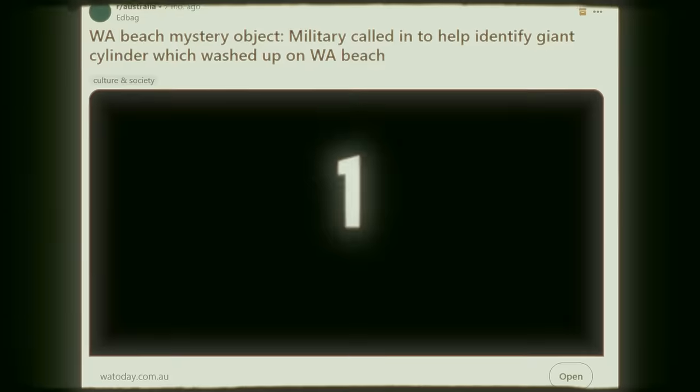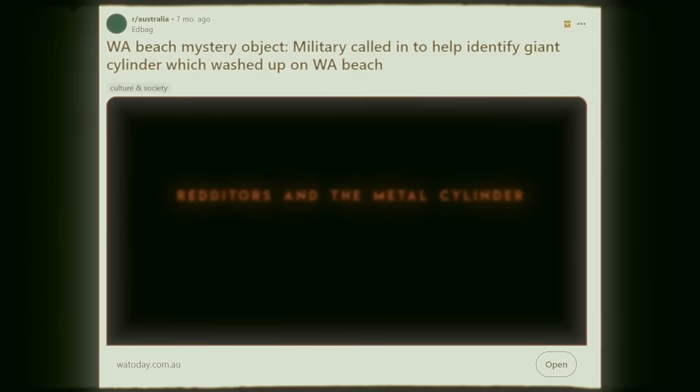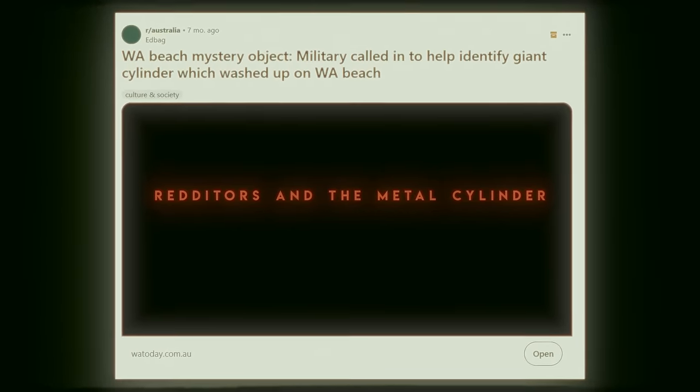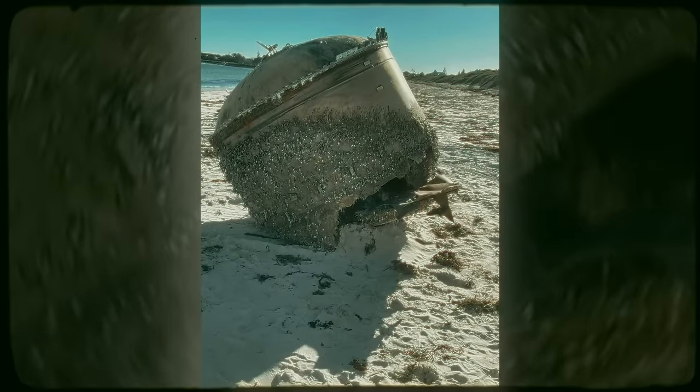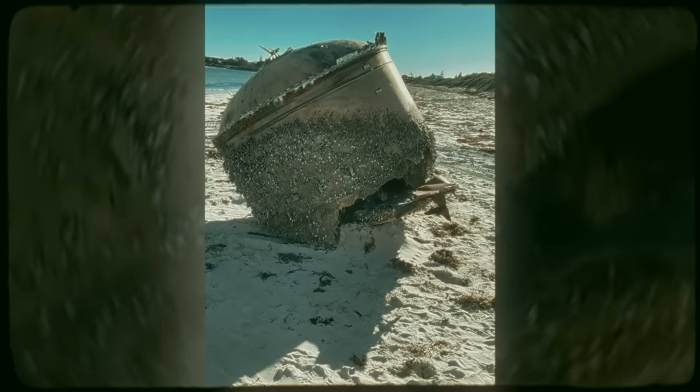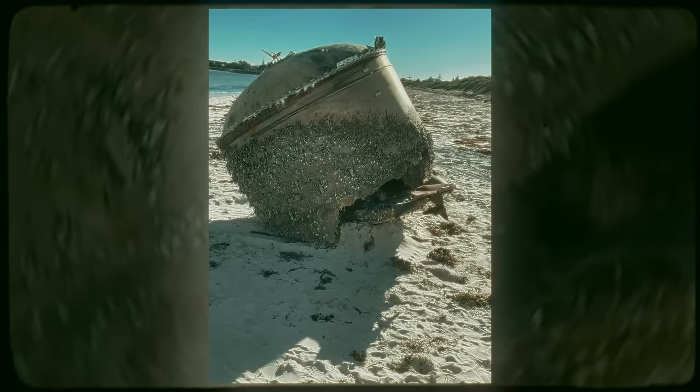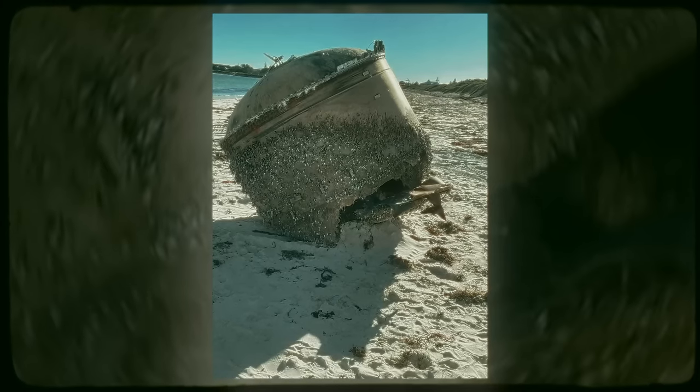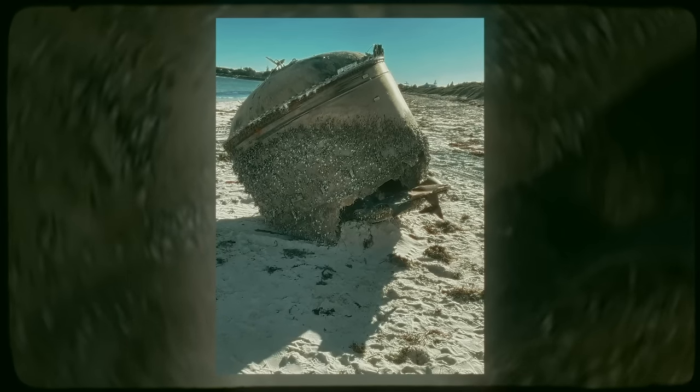Number 1. In July of 2023, a strange object washed up on a beach, and the story was taken to Reddit. The caption read, "Military called in to help identify a giant cylinder washed up on WA Beach." But it was, however, a Redditor who was able to figure out what this enigmatic object was.